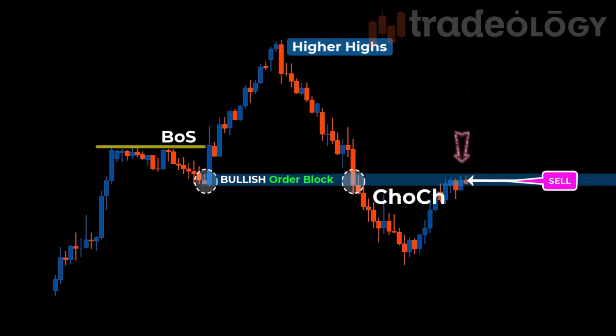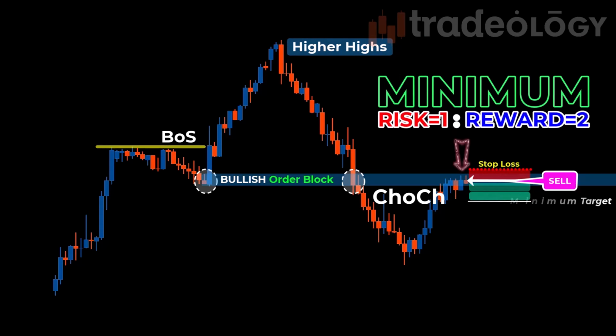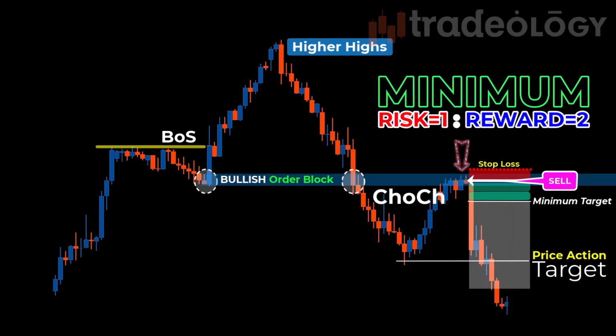You enter a short, place your stop loss just above the breaker block, and set your take profit at double the stop size. In this chart, the rejection nailed it, hit our target, and locked in a clean profit. So now you've got 3 powerhouse strategies in your toolbox.